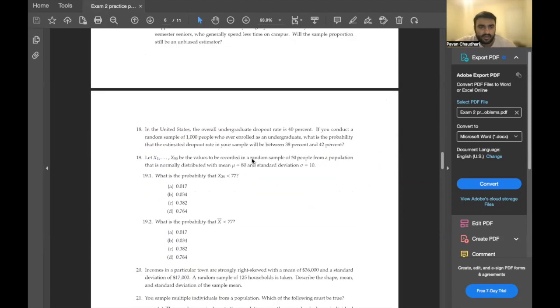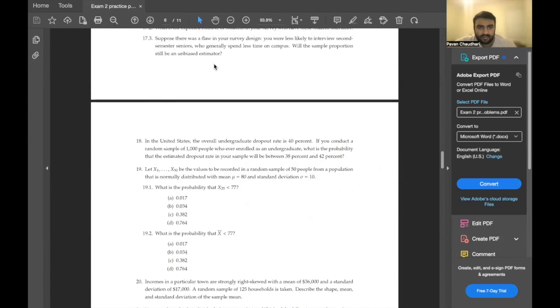Okay. Number 18: in the United States, 40% of people drop out. So if you conduct a random sample of 1,000 people, what is the probability that the estimated dropouts are between 38 and 42%? So this is again a z-score problem. We're trying to find the probability that 0.38 is less than p hat is less than 0.42.